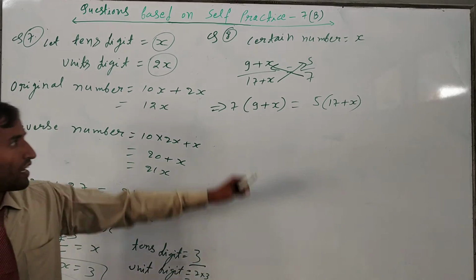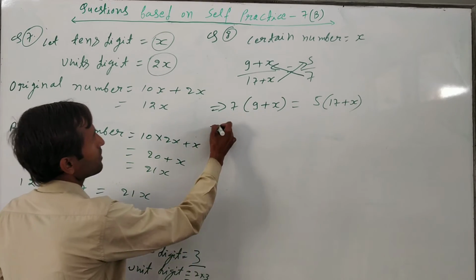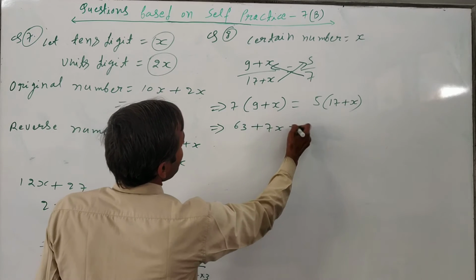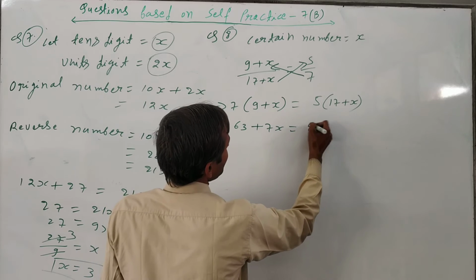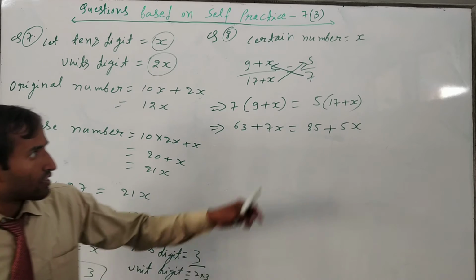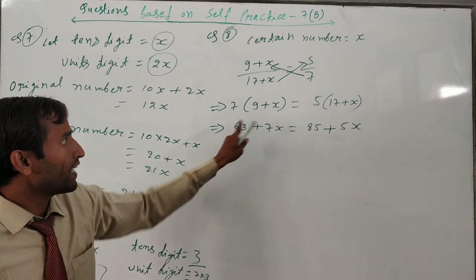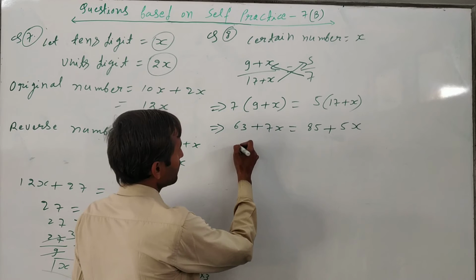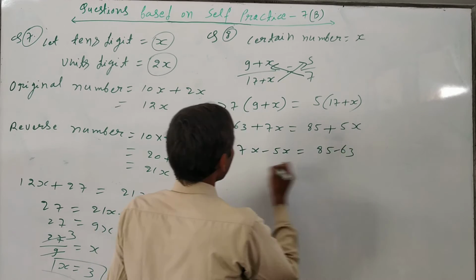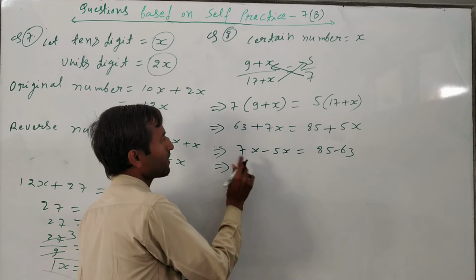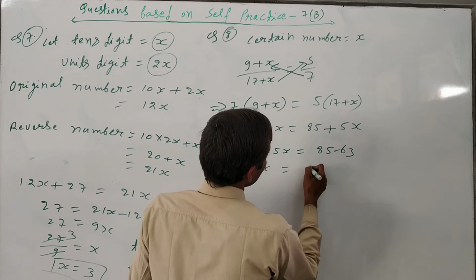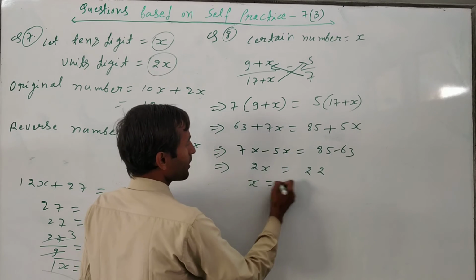Okay, now just you multiply 7 into 9, then it will come 63, and 7 into x, 7x will come, is equal to 5 into 17, it will come 85, and then 5x. Okay, now transpose variable one side and constant on the different side. So 7x minus 5x will come, is equal to 85 minus 63. Okay, now just subtract here, 7x minus 5x, 2x will come, and 85 minus 63 is 22. So now this 2 will divide here, 22 upon 2.